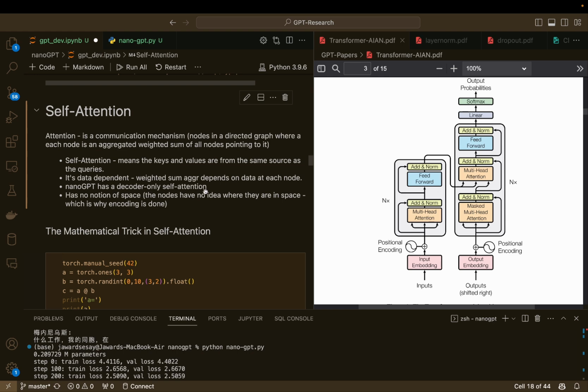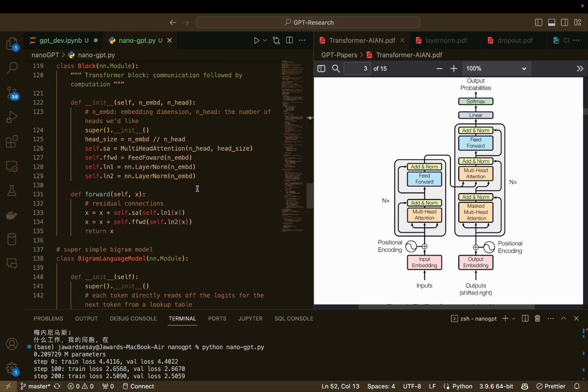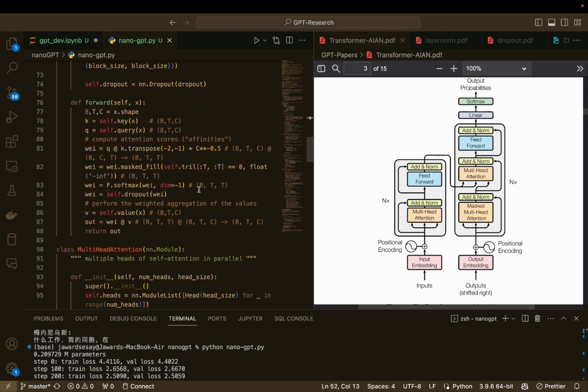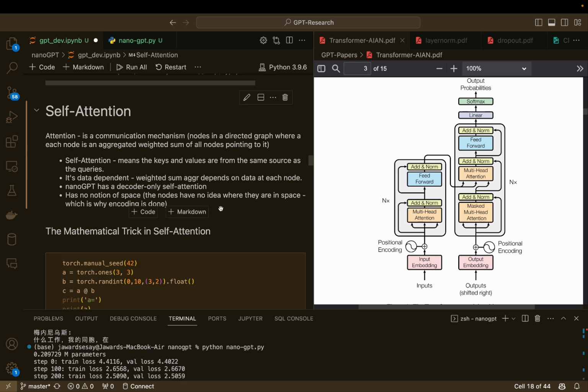But nanoGPT is a character-level transformer, which means there's no need for an encoder. We only need a decoding layer because we just want to predict the next character in this case. So today we will be going through the key part of this operation, which is attention. Basically, attention is a communication mechanism.